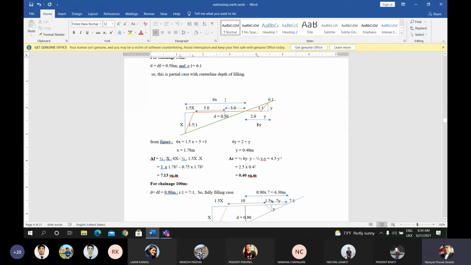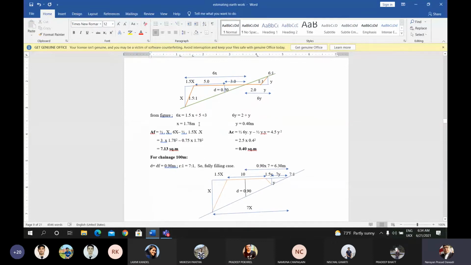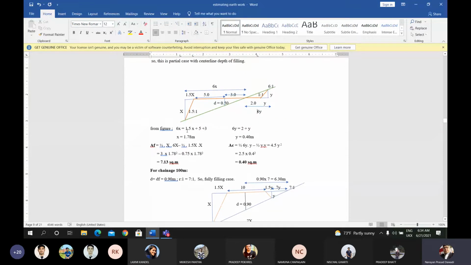Now for 6x, the value will be 1.5x plus 5 plus 3. Okay. For 6x equal to 1.5x plus 5 plus 3, you will get the value of x equal to 1.78. After knowing the value of x as 1.78 and y as 0.40 meter, use a similar way to find the area of the filling as the area of this red triangle. Okay, the left hand side red triangle above the ground level.